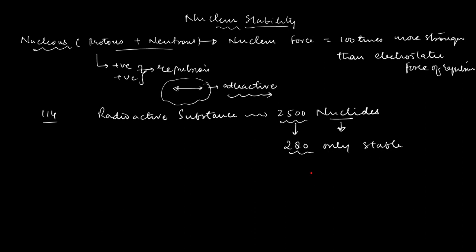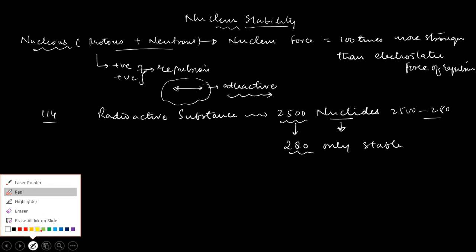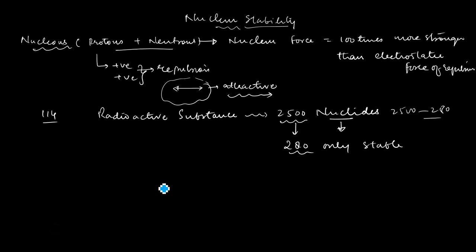Now we just have to understand what makes the rest, 2500 minus 280, unstable. There are many factors which make the nucleus unstable. So now we will understand the reasons for nuclear instability. Nuclear stability is determined by many factors. One of the factors is the concept of binding energy per nucleon. We have already discussed in the sessions why we are concerned with binding energy per nucleon, not the binding energy only.